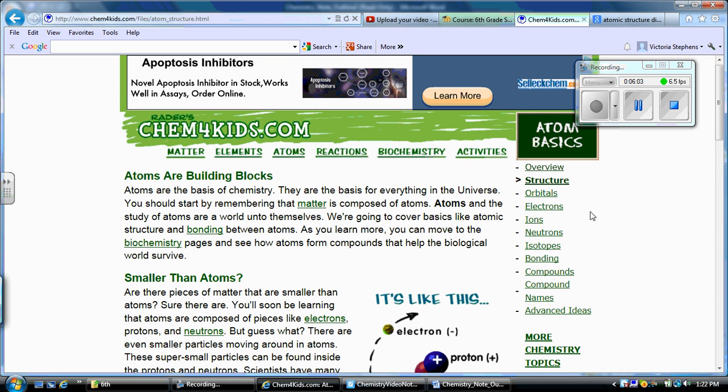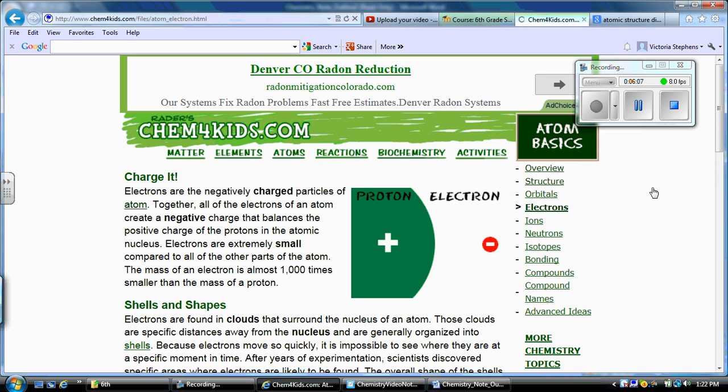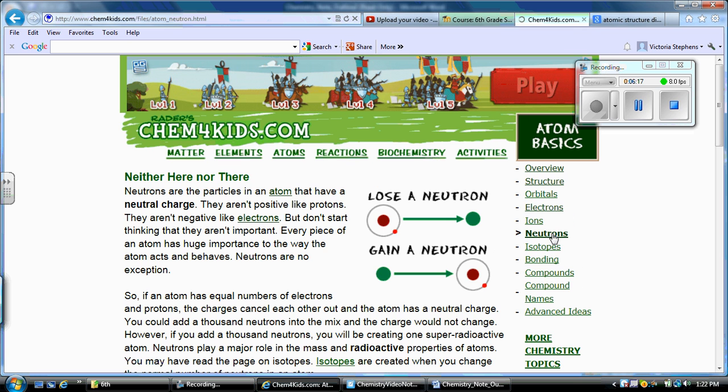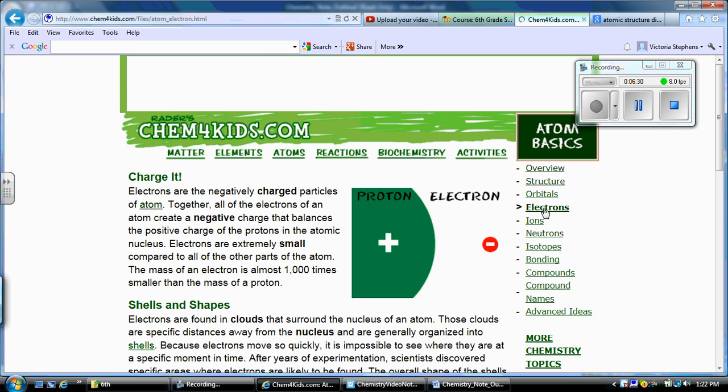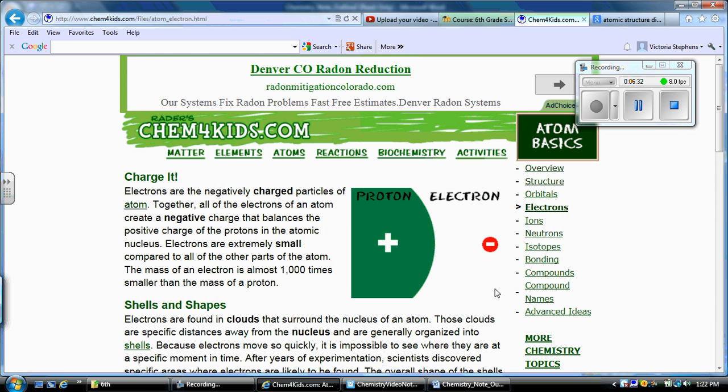Then if you notice, there's actually on the overview a whole thing on electrons. I would read this and put down some information from here on the electrons. Then there's another section on neutrons. Go to neutrons. I would read this section and write down some more information on neutrons. Now there's not an overview on protons, so you don't need to go to that. But definitely go to the electrons and neutrons to add some more information to your notes.